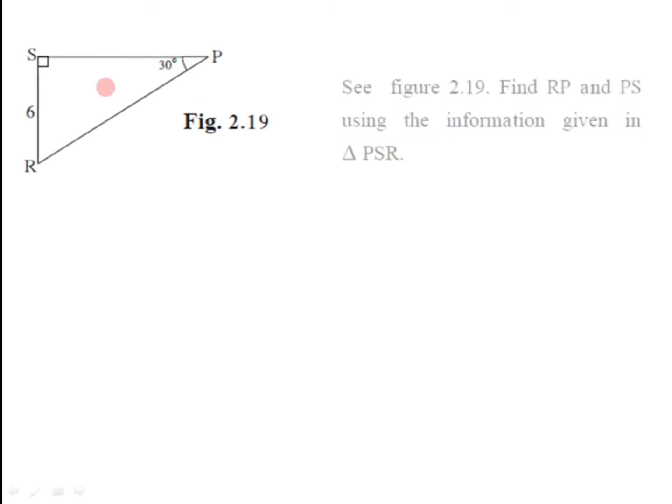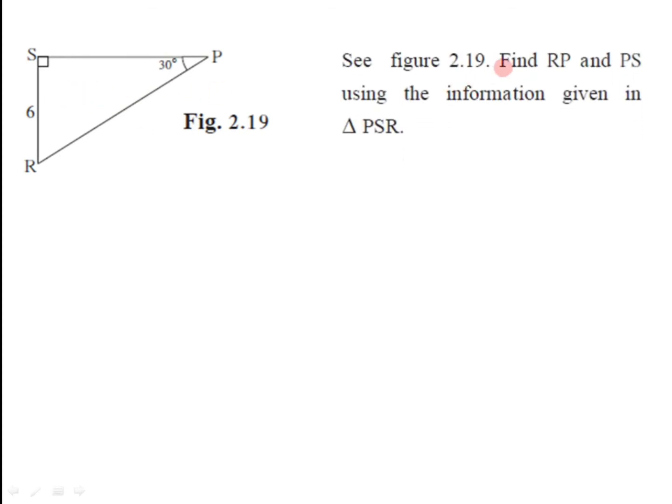The diagram is given, and based on this, the question is, find RP and PS, the lengths of these two segments, by using the given information. Now the given information is, angle PSR is a right angle, that means measure of this is 90 degree. Measure of angle P is 30 degree. Length of side SR is 6, and from that we have to find RP and PS.